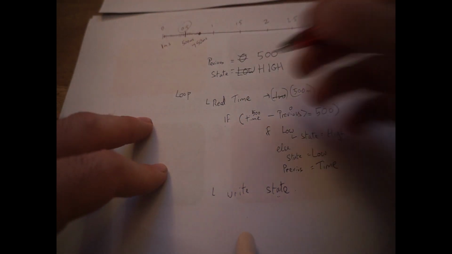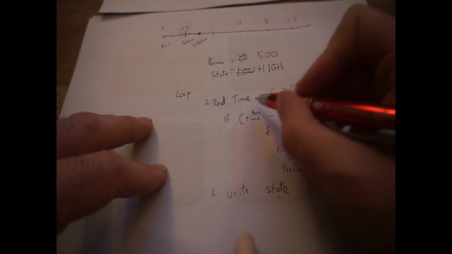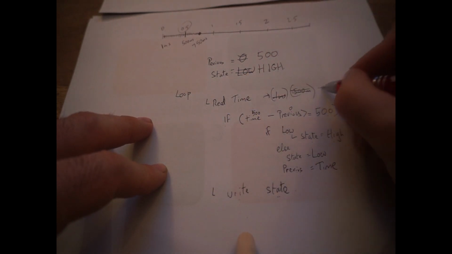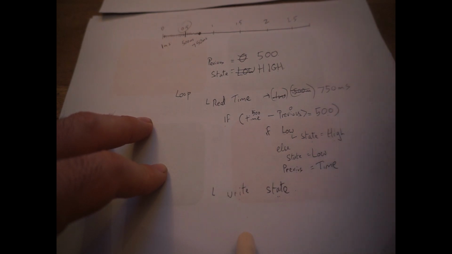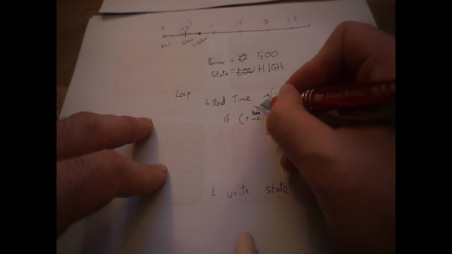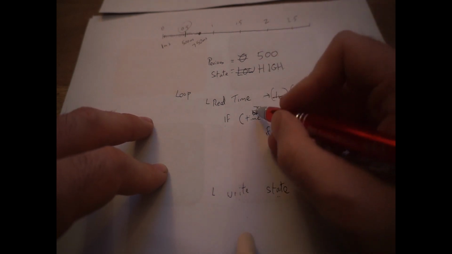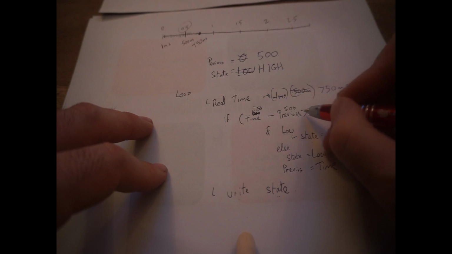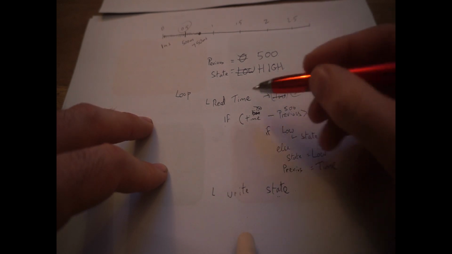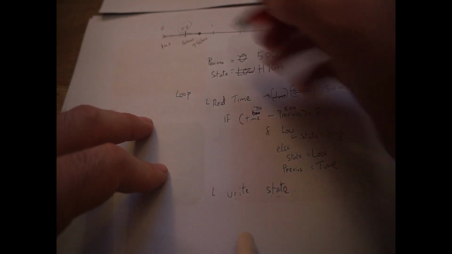We're going to take here, for example, and right here is 750 milliseconds. So the previous is still right, the state is still high. We'll come in here, read the time. It is now 750 milliseconds. So if the time, which is 750, subtract the previous, which is now 500, that is 250. Is that greater than or equal to 500? No. So it skips it, writes the state, which is still high, still keeping it on.